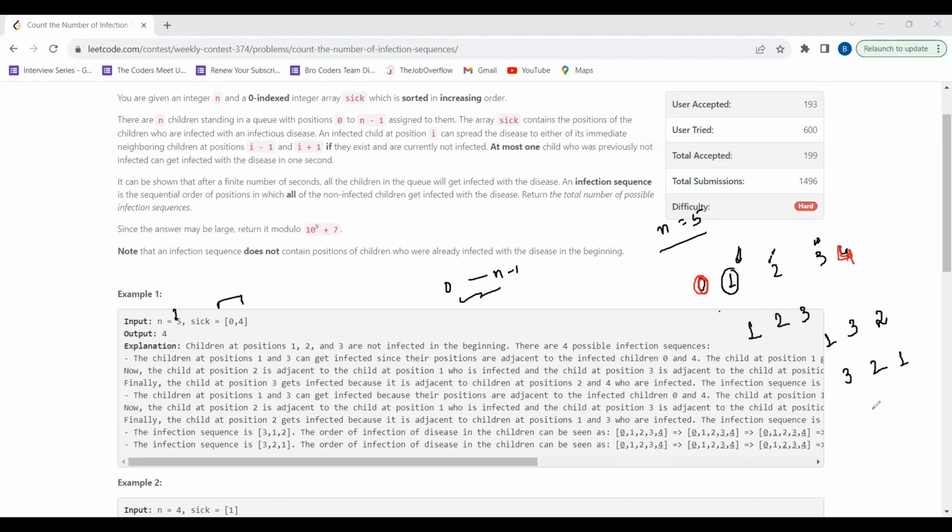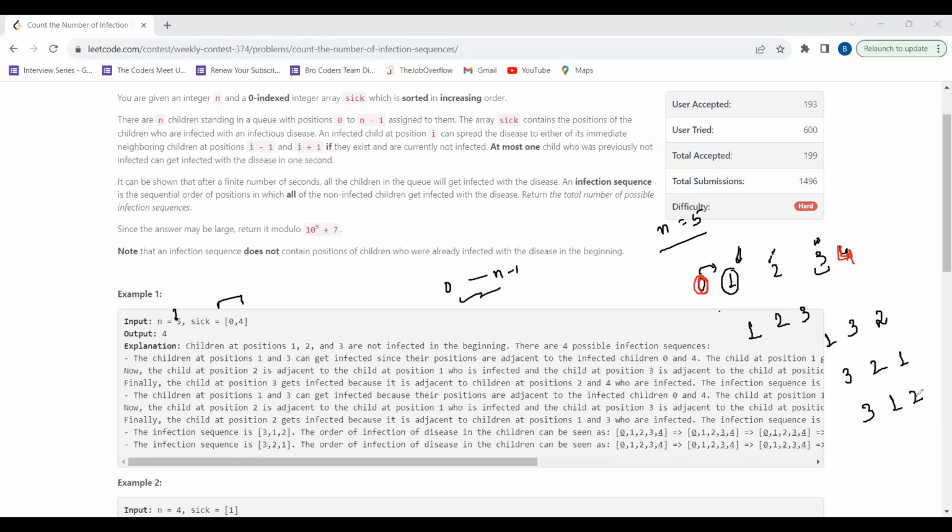Now another one: 3 gets infected, then 1 gets infected. After 3, can 1 get infected? Yes, 1 can get infected because 0 is beside 1, which is infected. So after 1, what can happen? 2 can get infected. Can we have any other sequence?